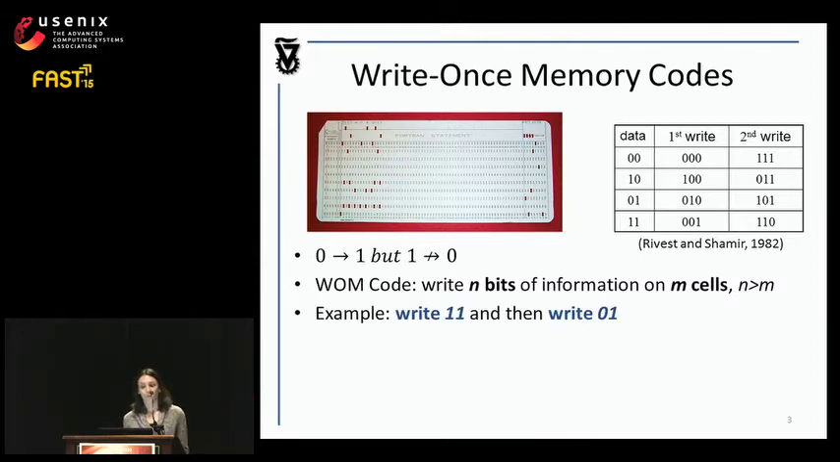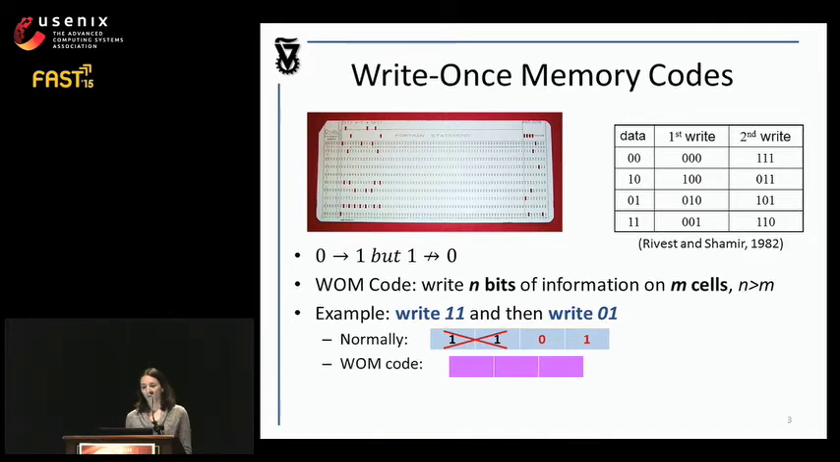So let's look at an example. Let's say you want to write two messages, 1, 1, and then 0, 1. Normally you would need 4 cells for that. You would have to encode the 1, 1 at the beginning, and then you encode the 0 and the 1 because you cannot overwrite. With WOM codes, you can do that with only 3 cells, because you use the first column here for the first write to encode the first message, and then you use the encoding on the second column to write your second message, and you only turned 1, 0 into 1, which is okay.